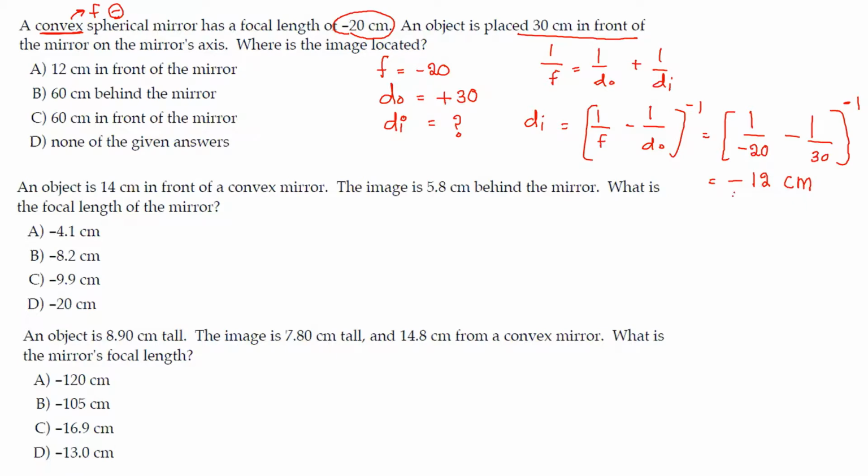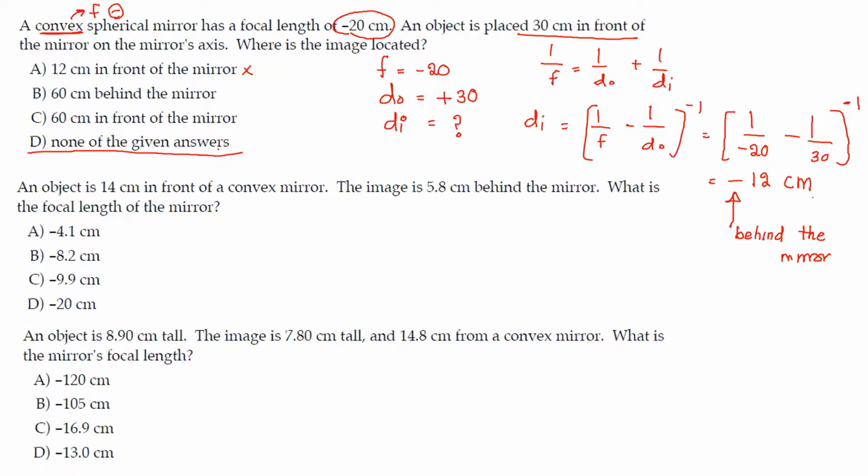What does this negative sign represent? It is a virtual image, or it is behind the mirror, right? So the answer you should get is 12 centimeters behind the mirror. So it is not here, right? They have given 12 centimeters but in front of the mirror, but it is wrong. So your answer is D.